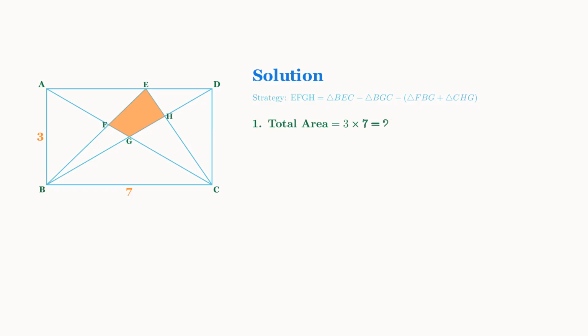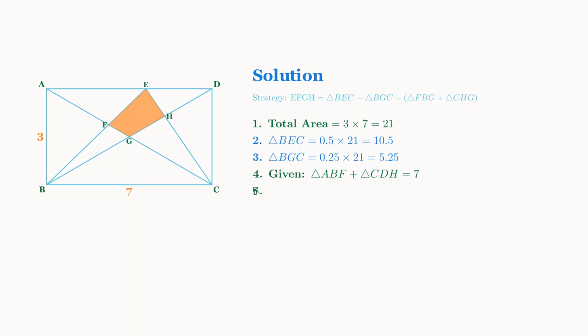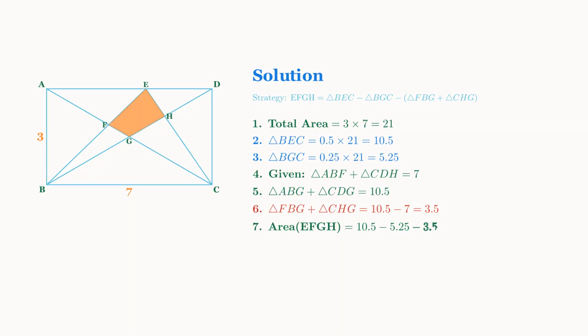Step 1. The rectangle's total area is 3 times 7, which is 21. Triangle BEC is half the rectangle, so that's 10.5. Triangle BGC is a quarter, giving 5.25. And we're told the two wing triangles sum to 7. Now we find the bridge triangles FBG and CHG. Since the bowtie triangles sum to 10.5, and the outer wings give us 7, the bridge area is 3.5. Subtracting everything from triangle BEC, we find the final area is 1.75.